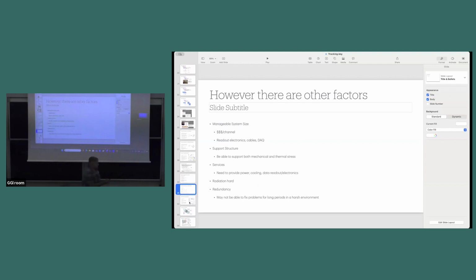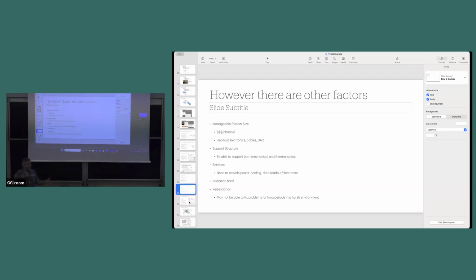Factors that you have to take into account. That is, the more channels that you add, the larger the detector that you make is going to cost. You're going to have more readout electronics, cable, and data acquisition. You also need to have a support structure. You also need to have cooling, data readout electronics, radiation hardness, and you also want to have some built-in redundancy because you may be operating the detector for years at a time without being able to access it.